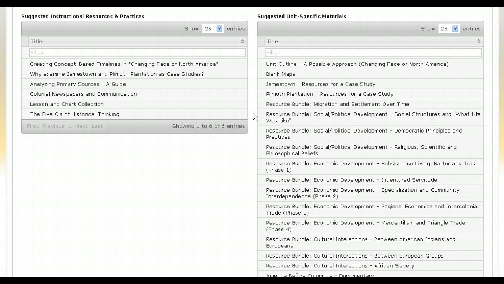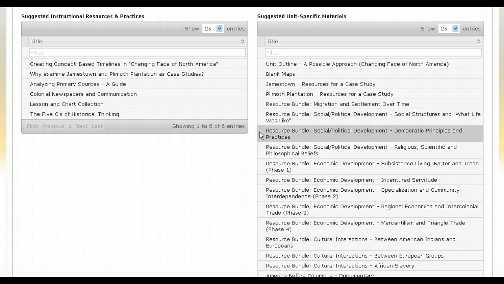In this next set of resource bundles, you're going to see they are all connected. They are all on social and political development. So if you read further into the title, it's going to give you a greater sense of the resources that are on that page. So this first one is on social structures and what life was like.